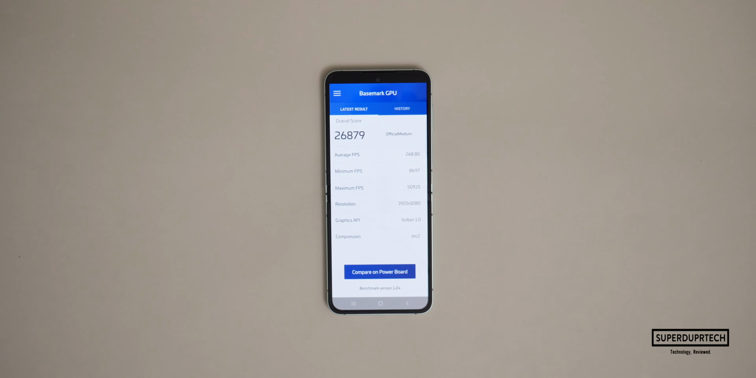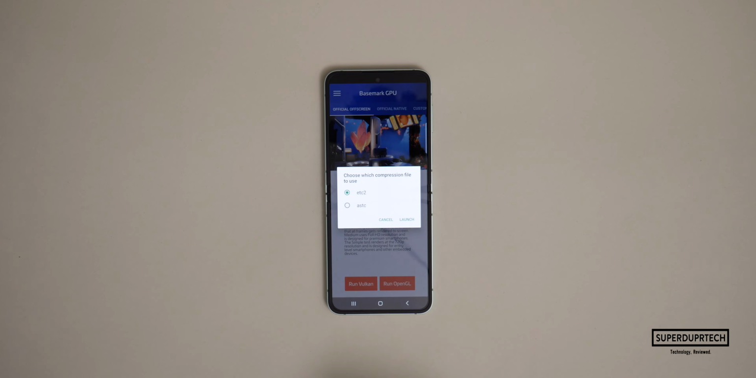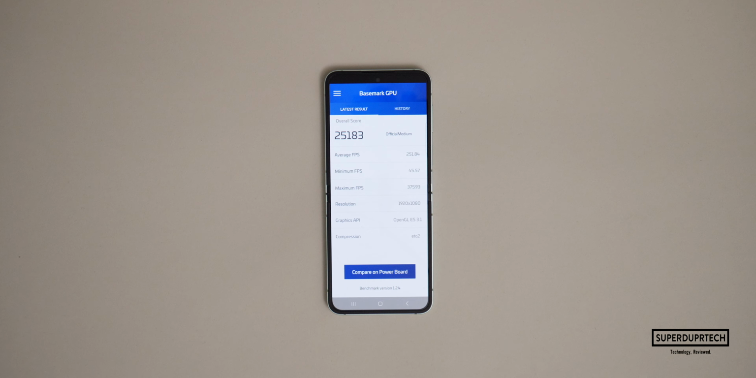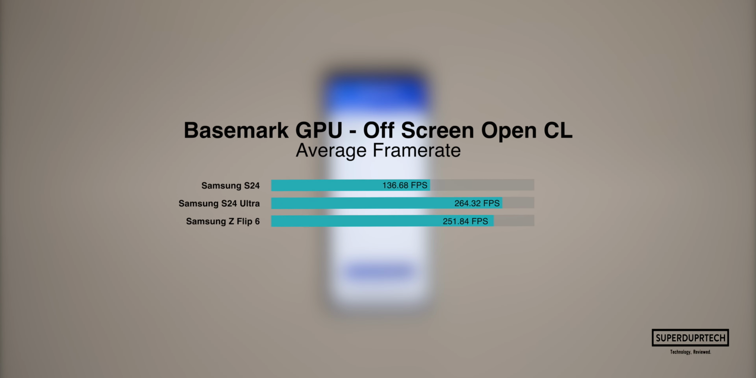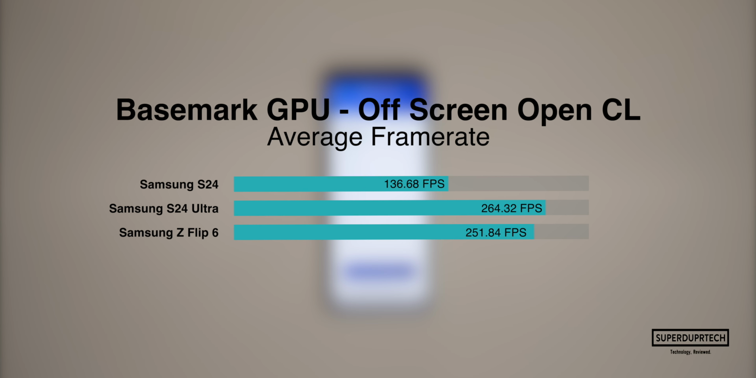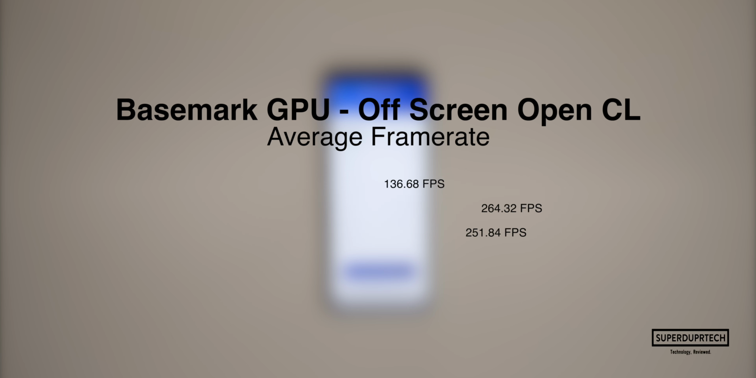And when running the off-screen OpenCL test, it scored 25,183, with it scoring an average frame rate of 251.84 frames per second, which is a lot higher than the 136 frames per second that we saw on the S24, and it's in line with the 264 frames per second that we saw with the S24 Ultra.